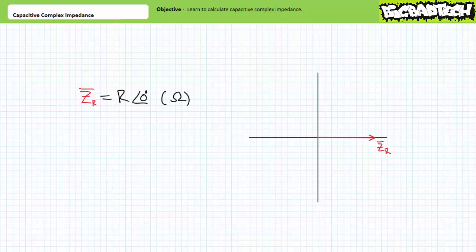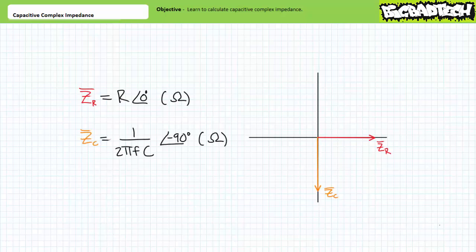If you wanted to represent resistive complex impedance using rectangular format, it would be proportional to R existing solely in the real horizontal x-axis plus or minus j times 0. Since we're representing the complex impedance of resistors using a complex number, note the value Z_R includes an overbar, indicating this isn't just a magnitude, but also includes a direction.